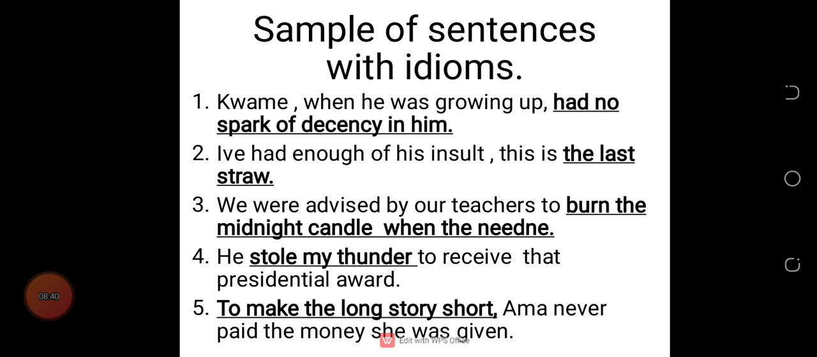Three, we were advised by our teachers to burn the midnight candle when there need be. Four, he stole my thunder to receive that presidential award. Five, to make the long story short, Amma never paid the money she was given.